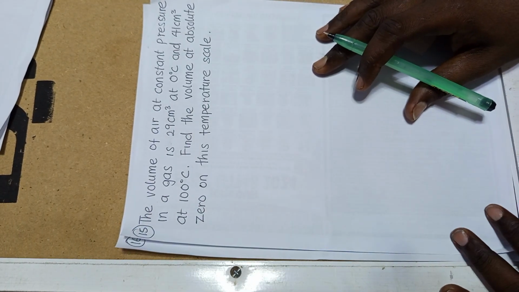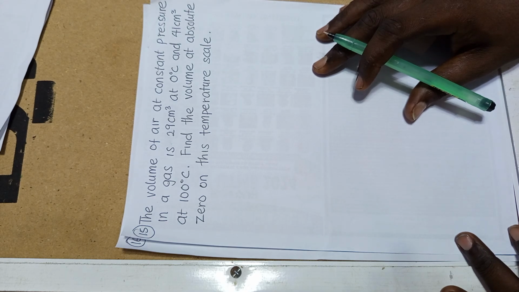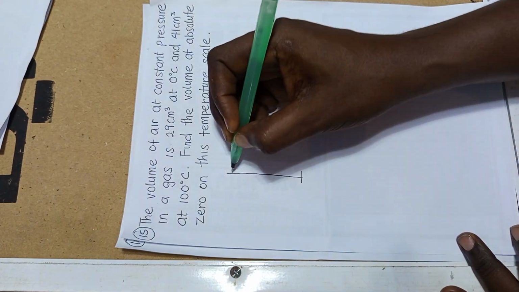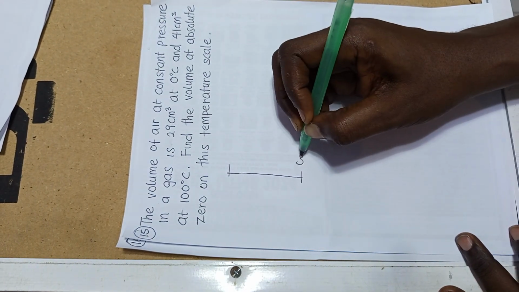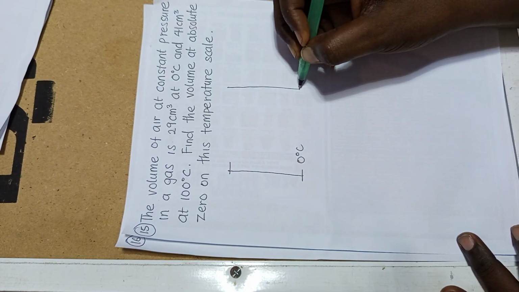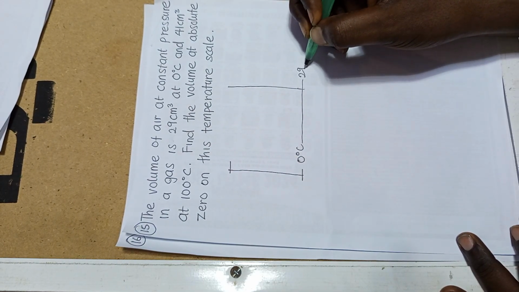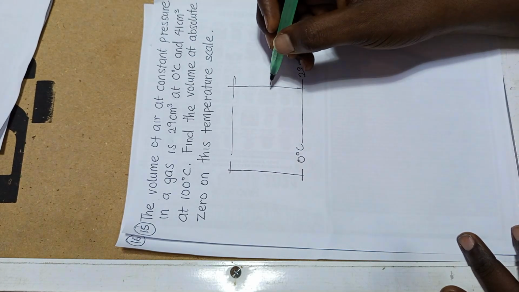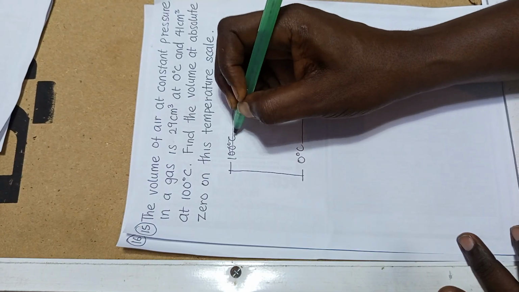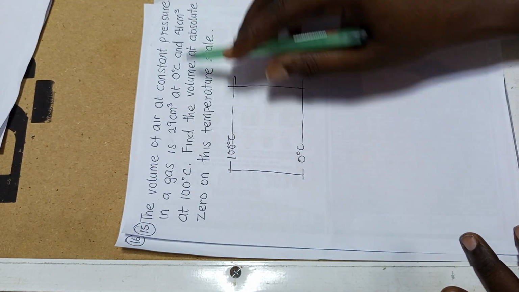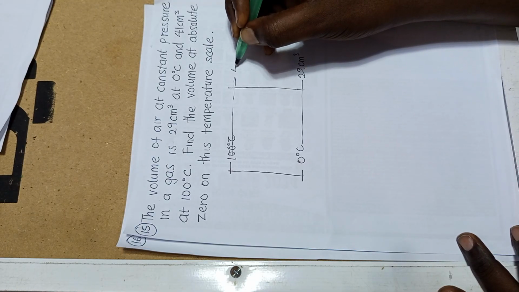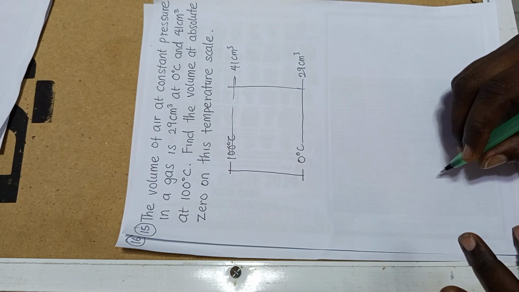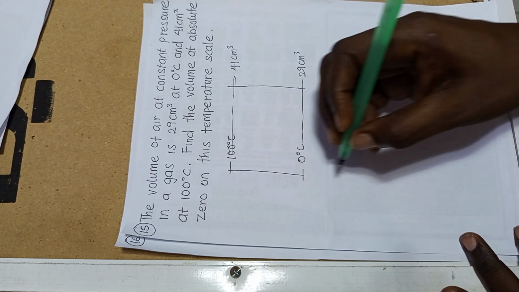Now let's say the volume of air at constant pressure in a gas is 29 cm³ at 0 degrees Celsius, and 41 cm³ at 100 degrees Celsius. Find the volume at absolute zero.